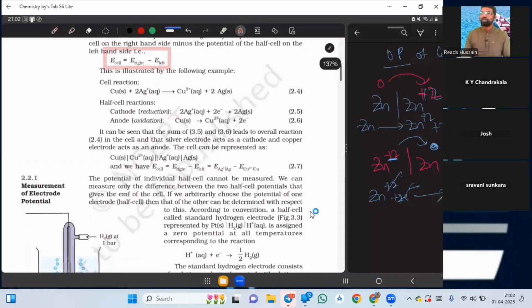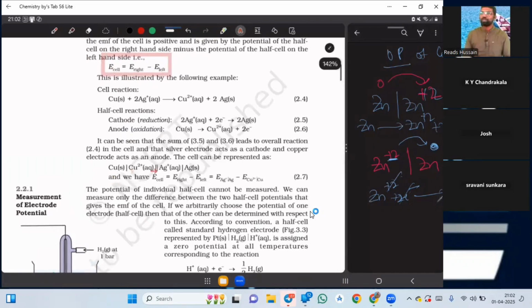Next, dear students, now we have to write a cell reaction according to the IUPAC system, as we have discussed in the previous class. Here copper is undergoing oxidation, no? That oxidation part we have to write first. Cu converted to Cu2+: Cu bar Cu2+. Between Cu and Cu2+, there should be one vertical line. Next, Ag+ becomes Ag. You need not mention the 2 here. Ag+ converted to Ag.